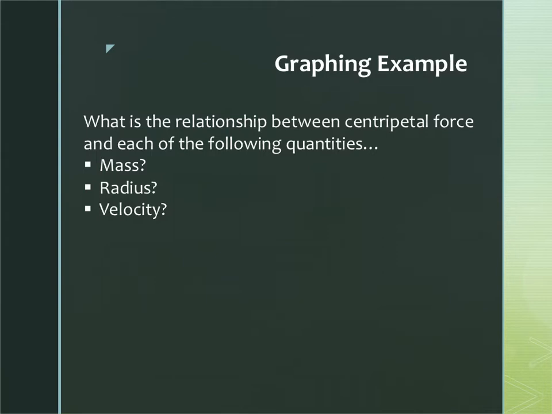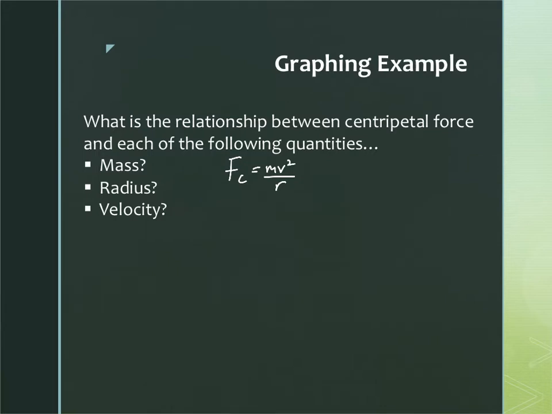I know I've already mentioned them in the previous two slides about centripetal force, but it's still helpful to practice these techniques so that we're able to use them in future units, because these things are going to pop up again and again and again. So we start with our general equation here, Fc equals mv squared over r. Let's start with mass. What is the relationship between mass and centripetal force?